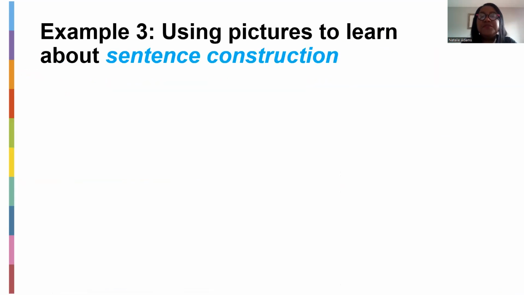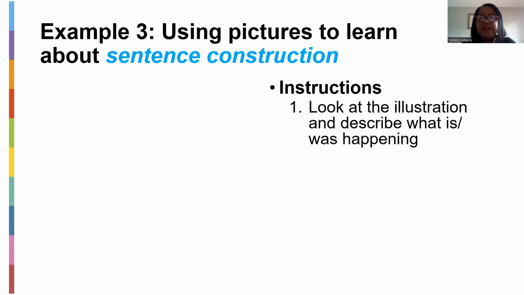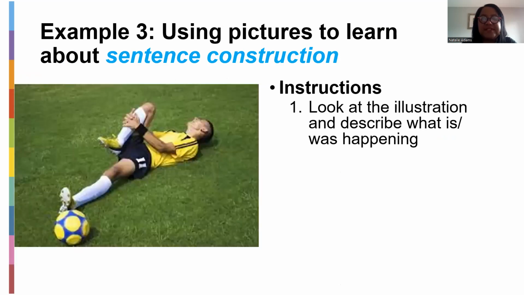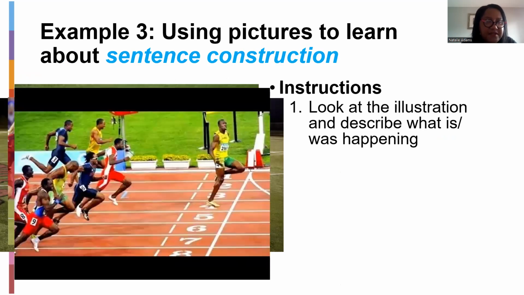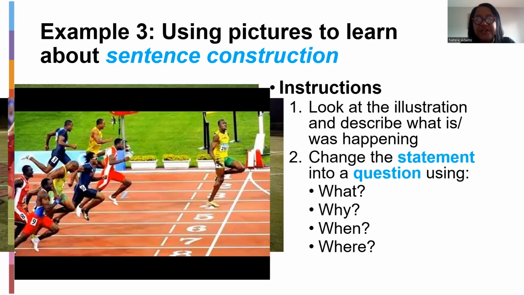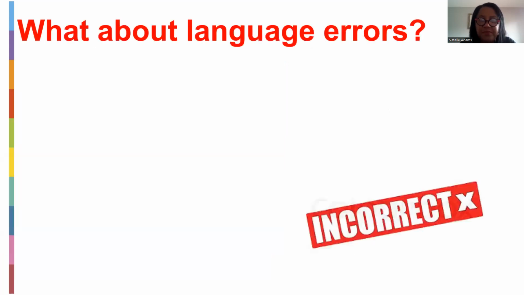Now, example 3, using pictures to learn about sentence construction. Again, look at the illustration and describe what is happening. You can just give them these pictures and tell them to describe what's happening there. The description would be: the athlete ran over the finish line first, and the others were trying to catch up with him. Now change the statement into a question using what, why, when, and where. These are just examples that we are giving you.